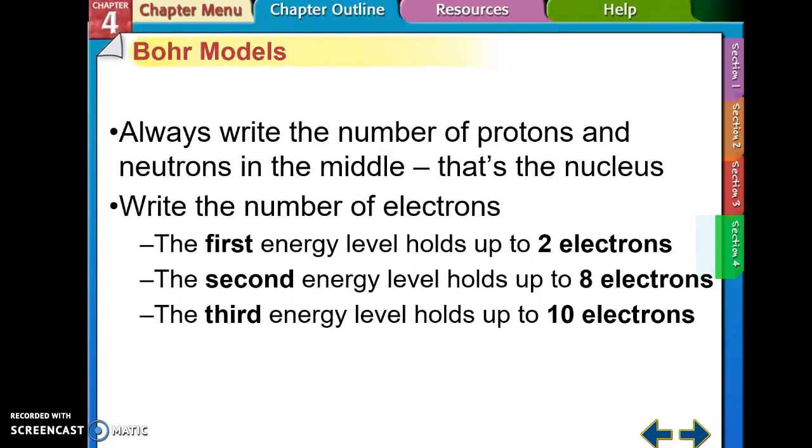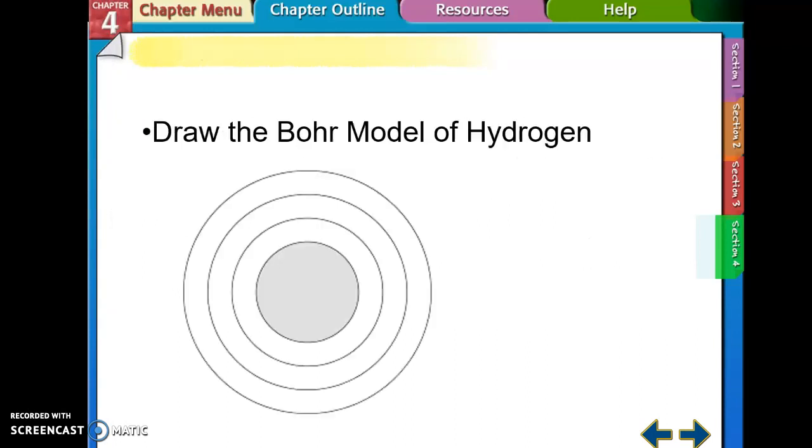So Niels Bohr came up with the Bohr model, and it's called the planetary model. Basically it says protons and neutrons are in the middle. So you're going to look at the periodic table, figure out how many protons you've got, how many neutrons you've got, and that goes in your nucleus. And then your number of electrons. Specific energy levels can only hold a specific number of electrons. So the first thing to remember is the first energy level holds 2, the second energy level can hold up to 8, and the third energy level can hold up to 10. For our purposes. It can actually hold up to 18, but for where we're going, we'll use 10.